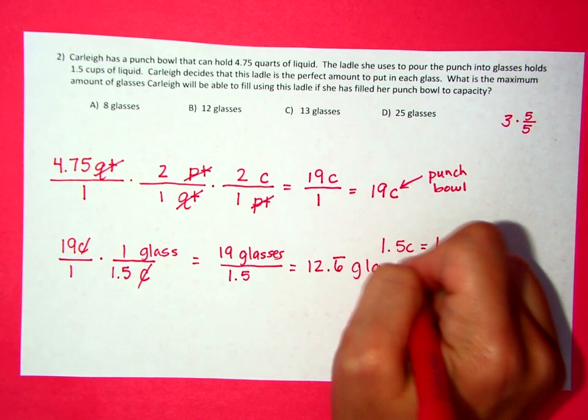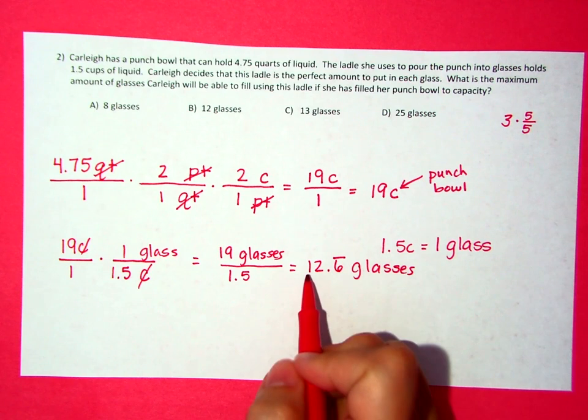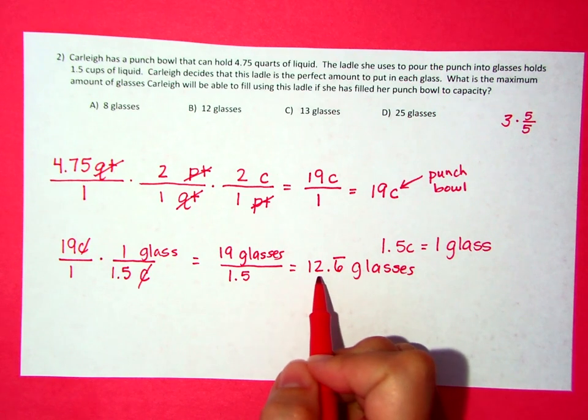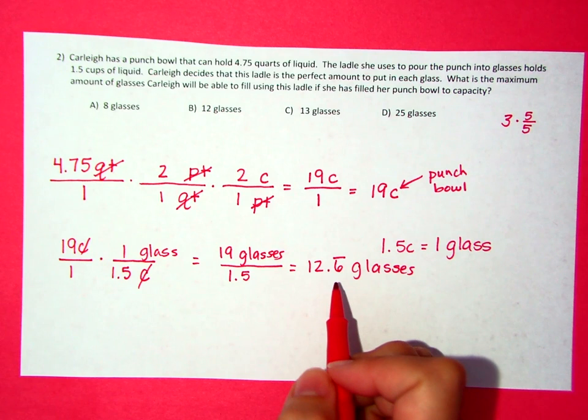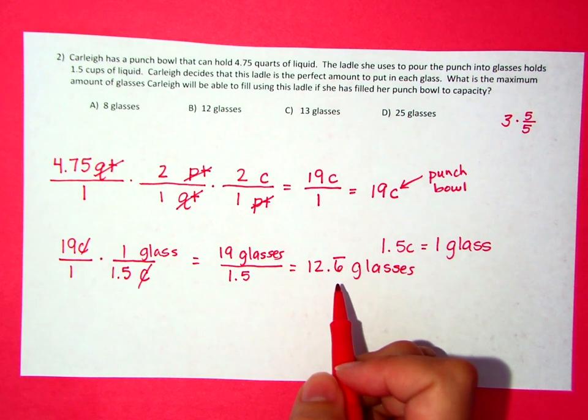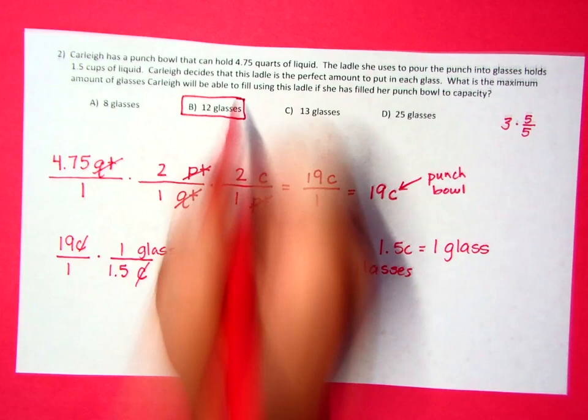Now think about this. She wants to make sure every glass is filled the correct amount. So how many total glasses has she filled? She's actually only filled 12 completely. She didn't actually get that 13th glass. We can't round up because she really has not finished filling that completely. So our answer in this problem is going to be she has filled 12 glasses completely.